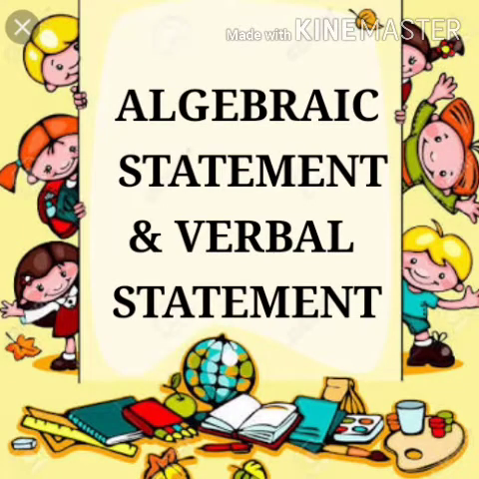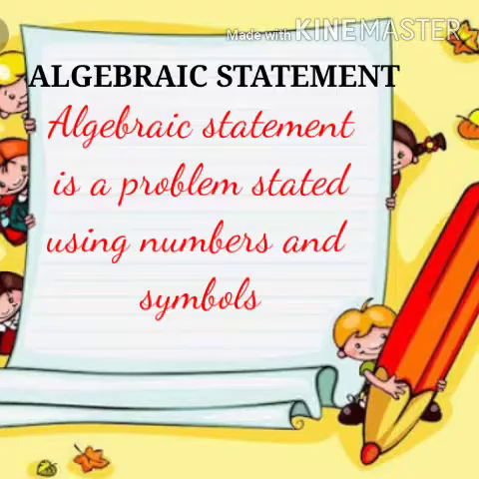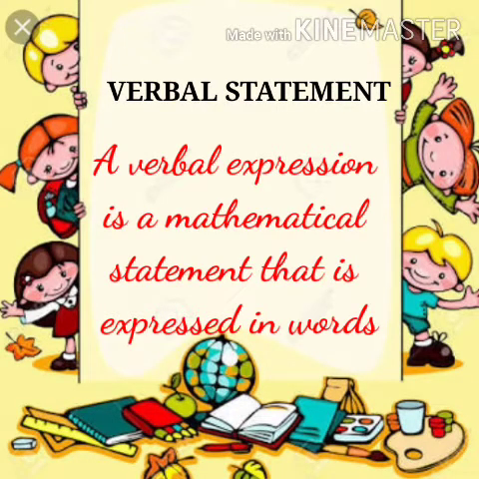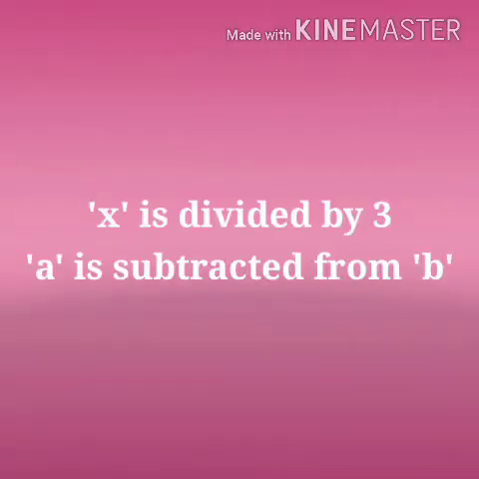Today, we are going to see what is meant by algebraic statement and verbal statement and how to convert it. Algebraic statement. An algebraic statement is a problem stated using numbers and symbols. For example, x plus 3, a divided by 5. Verbal statement. A verbal expression is a mathematical statement that is expressed in words. For example, x is divided by 3, a is subtracted from b.